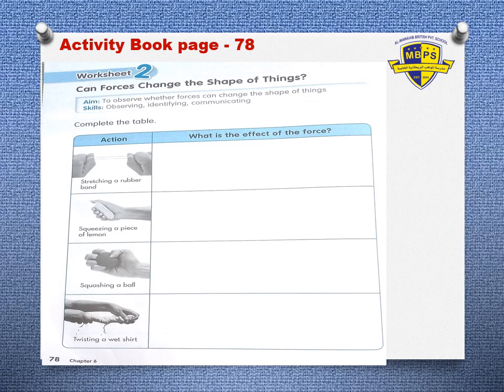Complete the table. What is the first action? Stretching a rubber band. And what you have to write in that? What is the effect of the force when we apply a push force on the rubber band, when we stretch it? So what happened? What is the effect of the force? What happened to the rubber band? Okay, you have to write that.